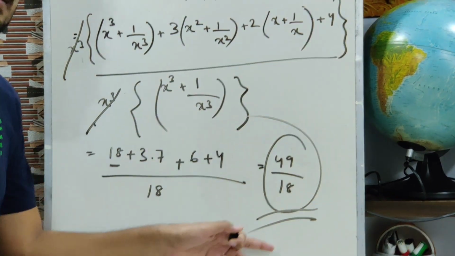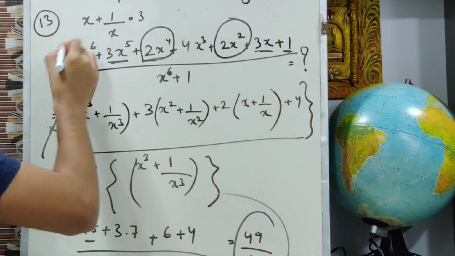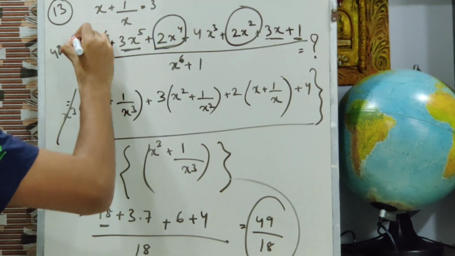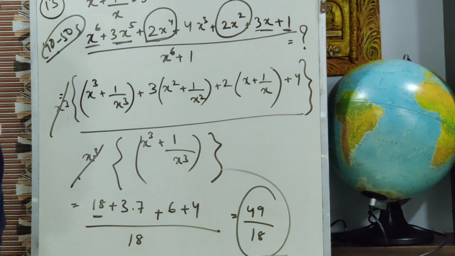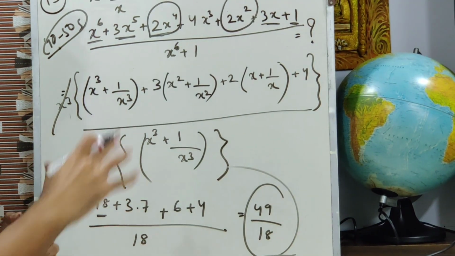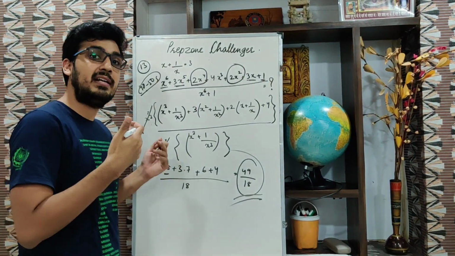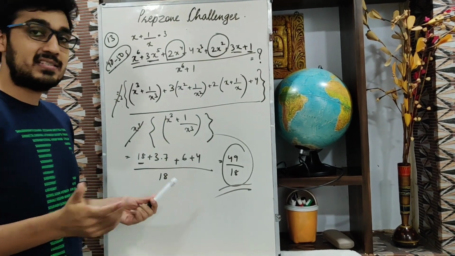See how simple it is? You should be able to solve this within, I think, 40 to 50 seconds. So what did we learn? We learned how we can visualize the question, and once we have visualized it, what are the different tricks which we can apply.